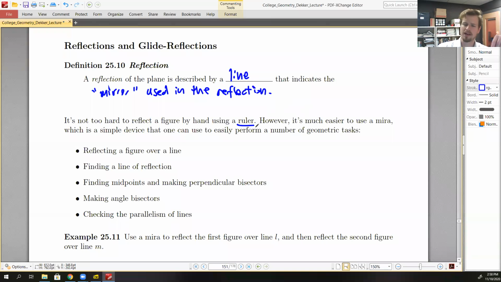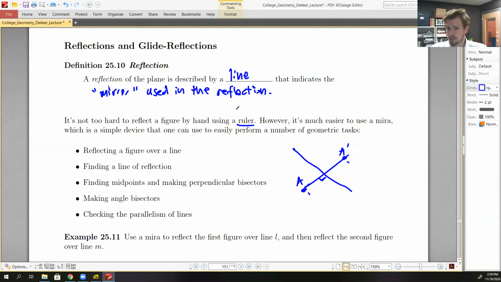Keep in mind that if we have a given line and we have a point, we can find the perpendicular, and then we can find that distance. So if we have A, we can find A prime by considering the perpendicular and then finding the point the same distance out on the line. So we can reflect the individual points in this way. So we don't need a mirror. It just becomes convenient to have one.